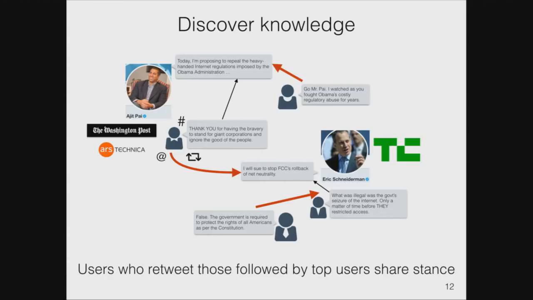Then finally, there are long-range dependencies in structures like this that won't be obvious to us as humans. People that retweet one another share the same stance might be something that's obvious to us. But we'd like to discover new patterns. We might end up discovering a much longer range pattern that says users who retweet those followed by top users actually share the same stance. So you might find this multi-hop, complex path that might not be obvious to us as humans.